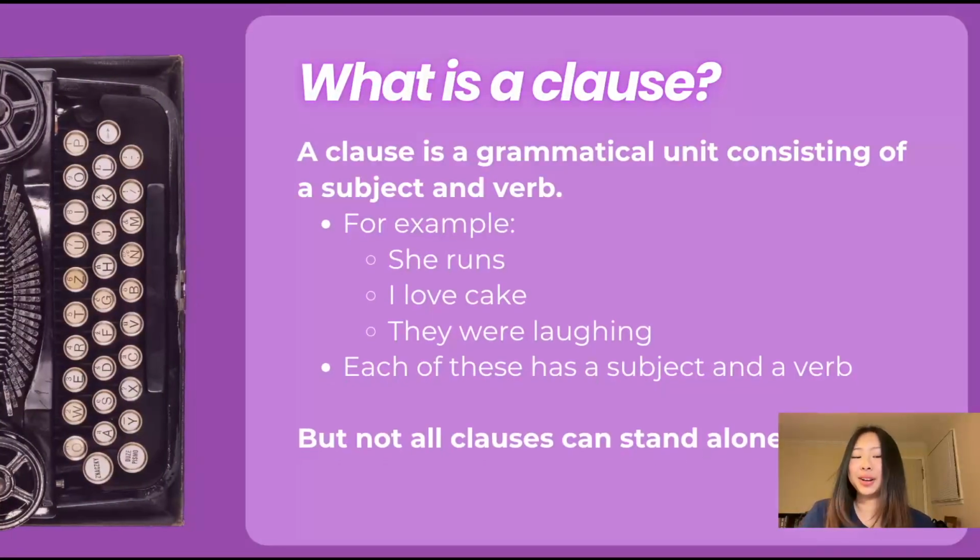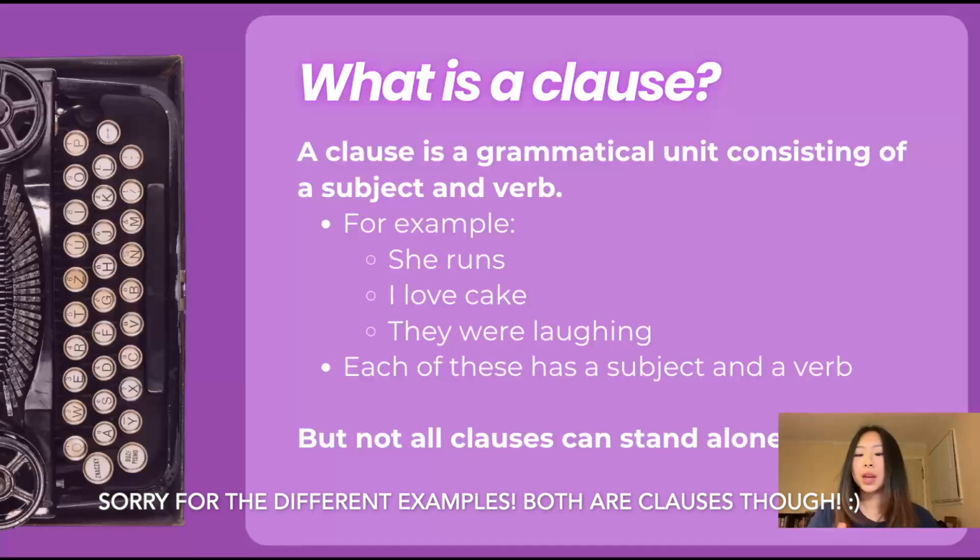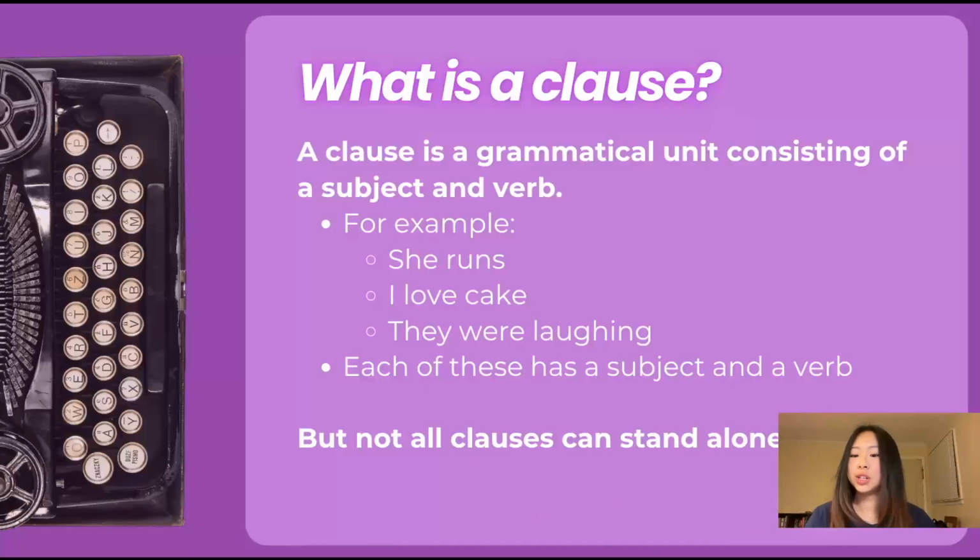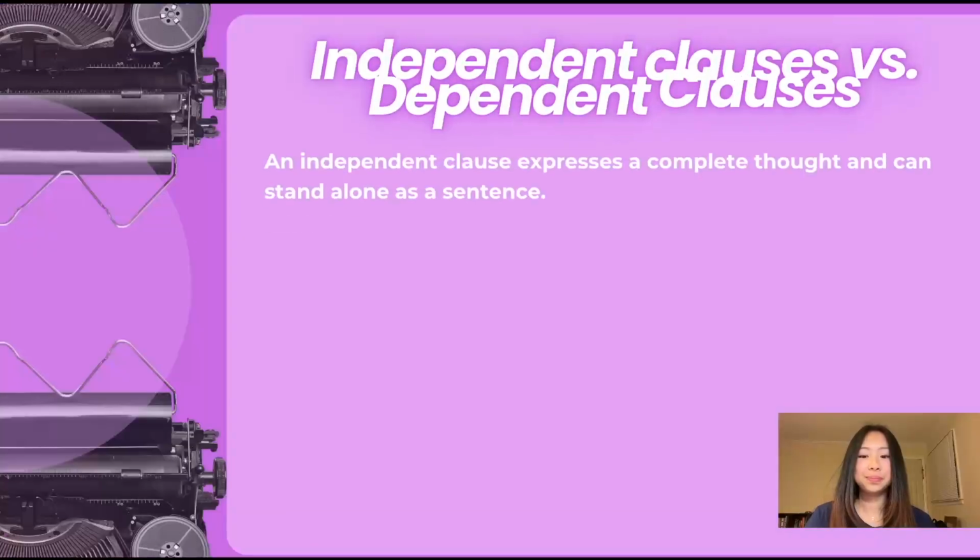Now let's talk about what a clause is. A clause is a group of words that does have a subject and a verb. For example, she runs, they were laughing, the dog barked. Each of these has a subject and a verb, right? She, and then runs; I, love; and then they were laughing. The interesting thing about clauses is that not all clauses can stand alone. There are two main types of clauses, independent clauses and dependent clauses.